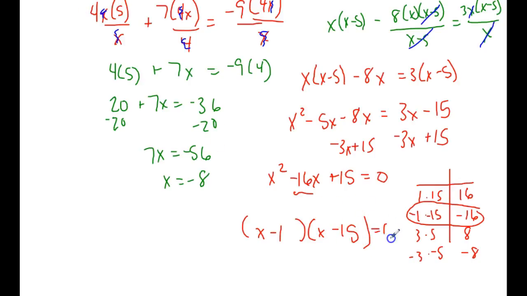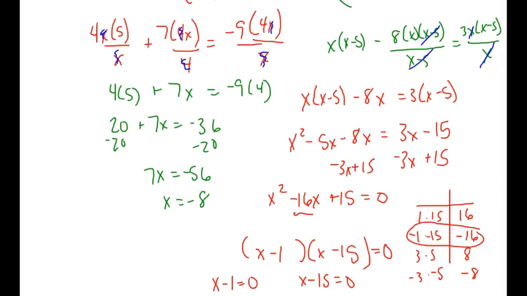So now that I have it factored, I use my zero product property, so x minus 1 equals 0, and x minus 15 equals 0. So I end up with x equals 1 and x equals 15. So both are possible solutions, and I want to go double check that I don't have any that don't work.